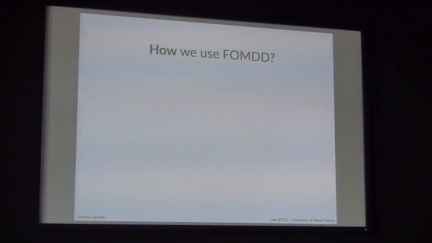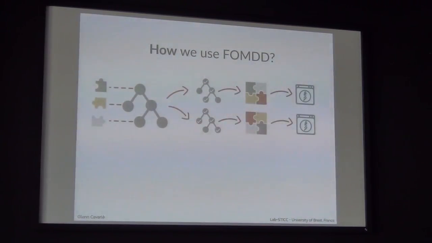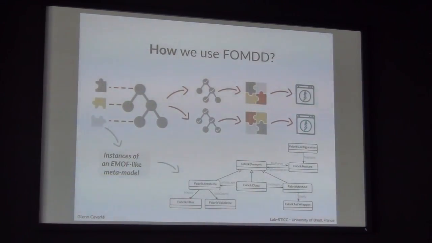How do we use FOMDD in cross-fabric? We implement features using instances of a Moose-like meta-model. Something like that. You can define classes, attributes, methods. You can link together these kinds of elements, and these elements can be attached to features. One more important thing is that a method can have a body defined using AST nodes.